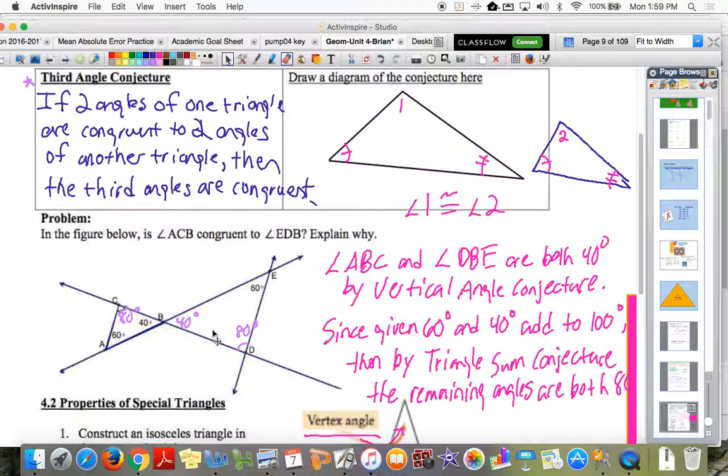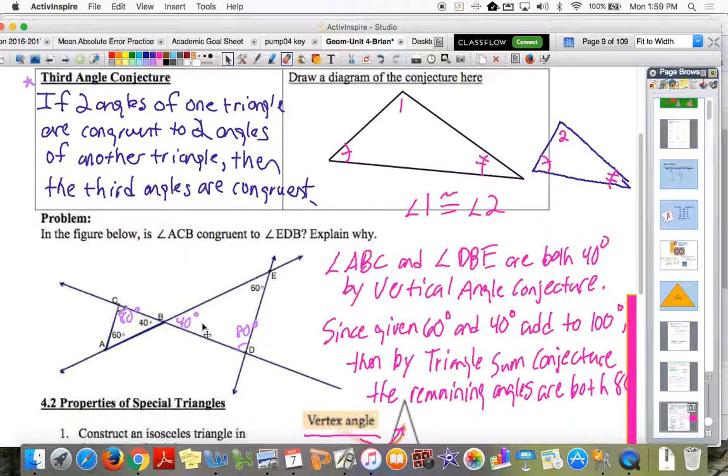Actually, I just mentioned the triangle sum conjecture in that proof. The other way you could do it is say these are both 40 degrees by the vertical angle conjecture. And since the triangles both have a 40-degree angle and a 60-degree angle, then by the third angle conjecture, the remaining angles, which would be ACB and EDB, are congruent to each other. Regardless of their measures, they are congruent.